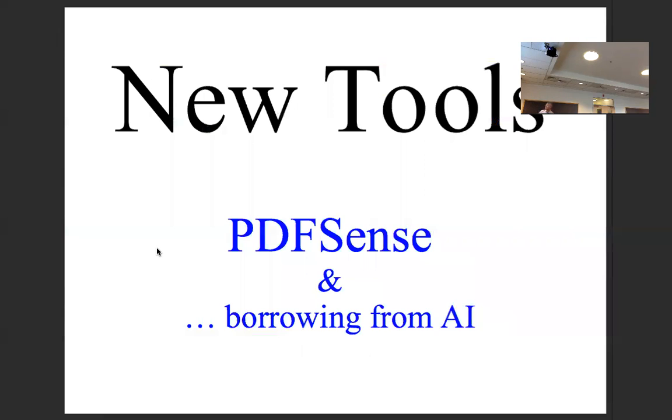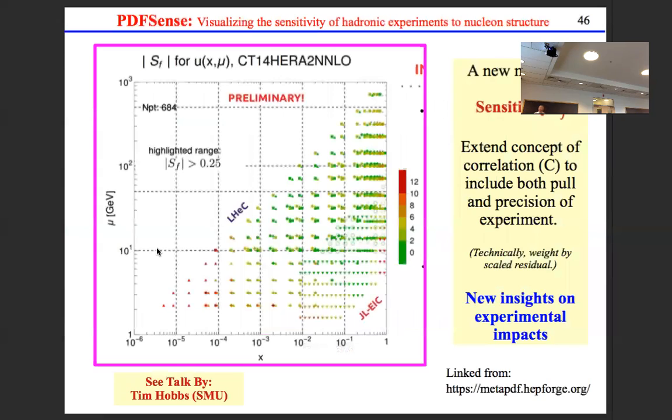Then very briefly, just one other recent tool. This is something we've been doing at SMU. Pavel Nadolsky has been leading that effort, along with Tim Hobbs and company, the PDF sensitivity effort. Basically, you take the correlation, which is quite useful, but it does include the pull of the experiment on it. So you take the correlation and weight it by the residual, that is a shift of the data scaled by some measure in some sense.